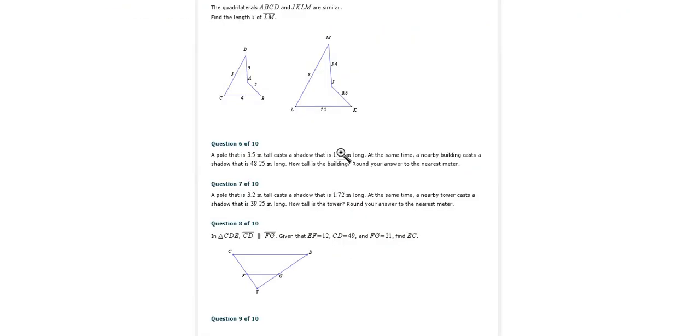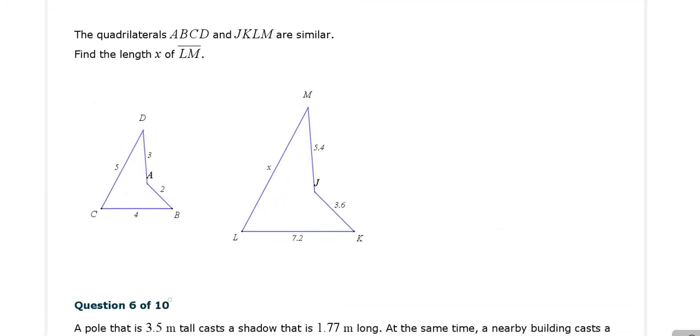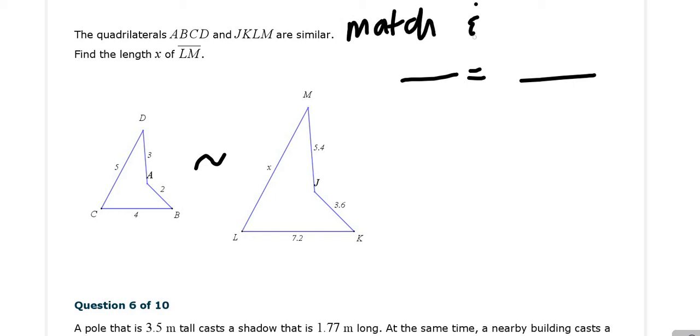Number 5. It says right here that these shapes are similar. The minute you know something is similar means all you have to do is match and mirror. Match the sides up and mirror the direction of the proportion. Match and mirror. So that means this X matches with this corresponding side. Then you find any other matching sides. Doesn't matter which one.